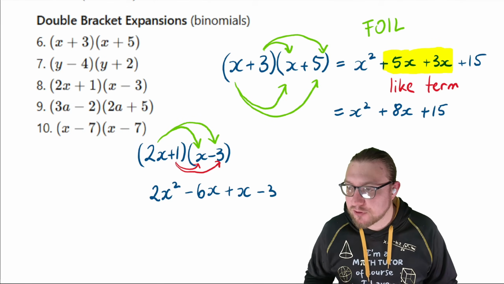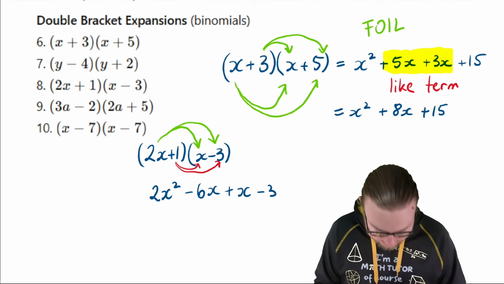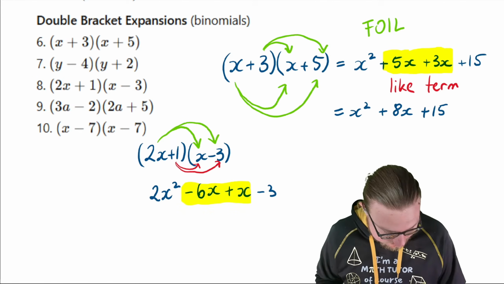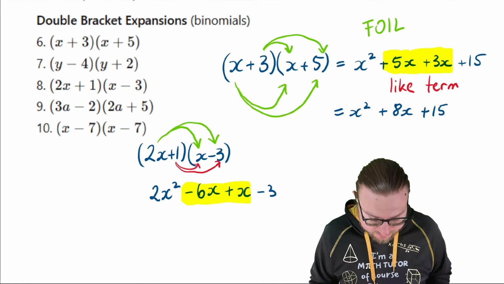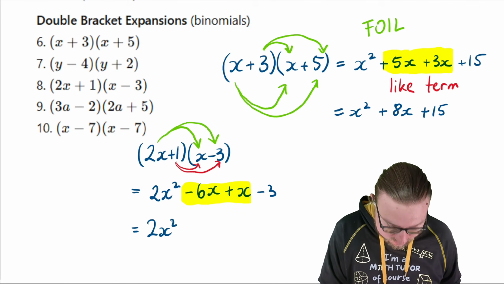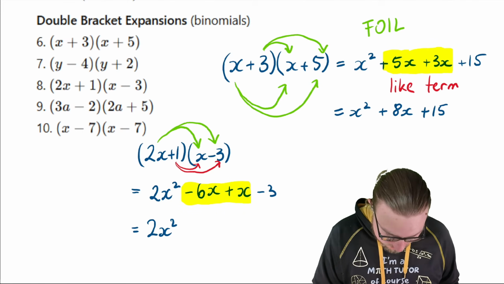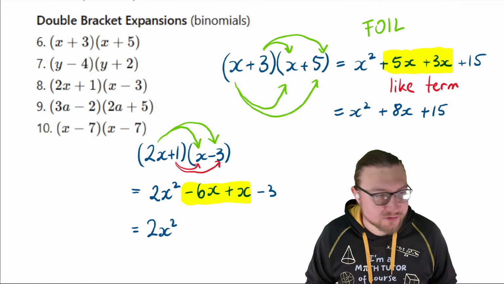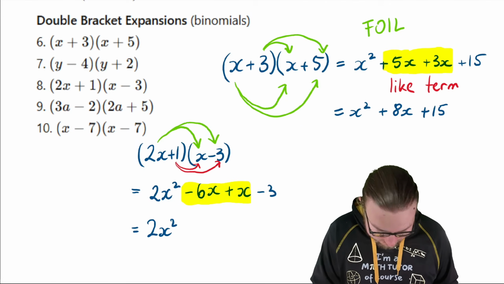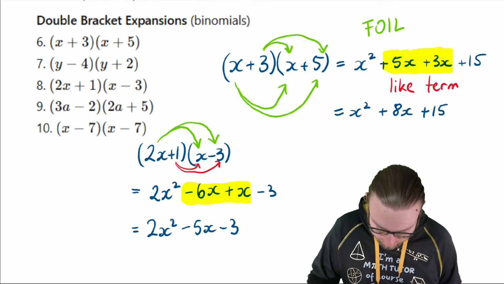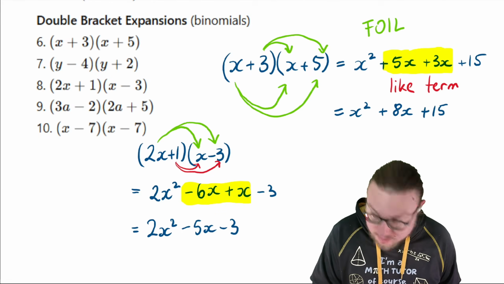And just like before, we need to check which one of those are like terms. So here we have negative 6x and x like terms. So we can put those together. 2x squared remains the same. And negative 6x plus x, so we're just adding the numbers in front together. So that's minus 6 plus 1. It's going to be minus 5x minus 3. There we go.